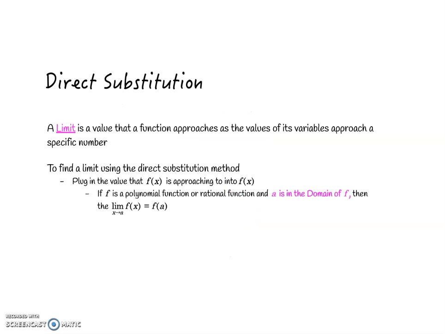First of all, let's review what we learned last time. A limit is a set of values that a function approaches as the value of its variable approaches a specific number. To find the limit, you can use a direct substitution method where you plug in the value that x is approaching into f of x. If the function is a polynomial function or a rational function, and a is in the domain of the function, then the limit as x approaches a of f of x is f of a.